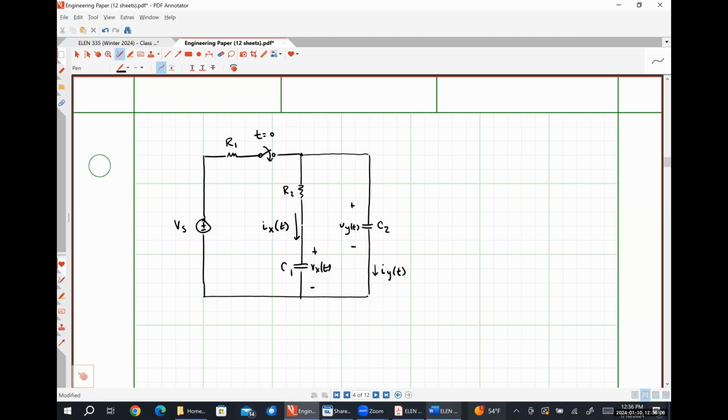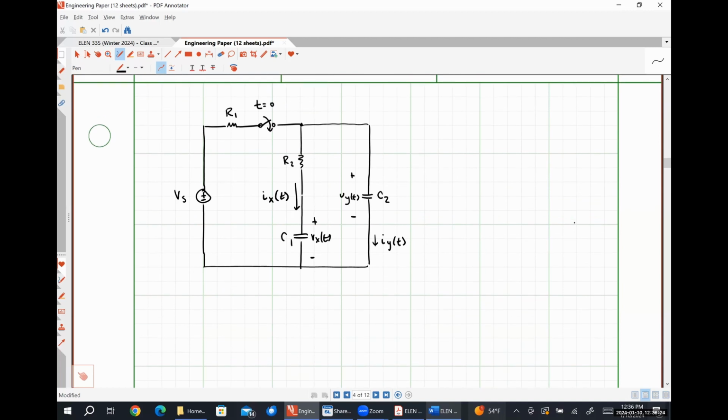All right, so I'm going to approach this literally the exact same way I approached the first example problem that I worked for you guys. I'm going to apply Kirchhoff's current law at this top middle node during the transient condition, and then I'm going to write the Kirchhoff's voltage law equation around the right-hand loop. So let's do our KCL equation first.